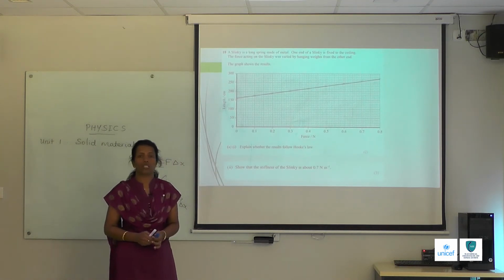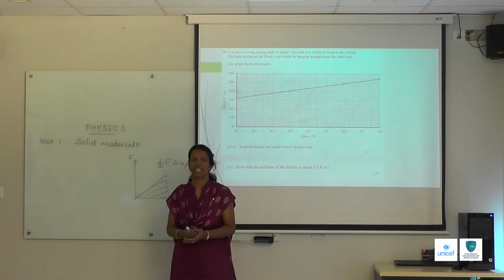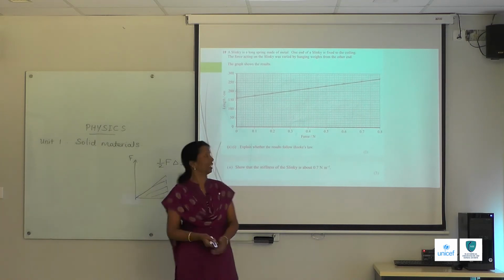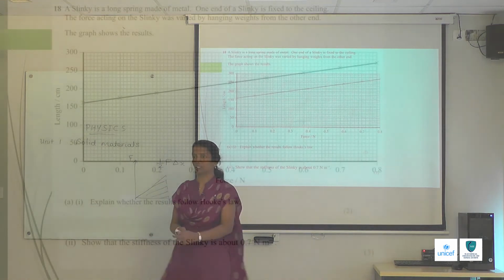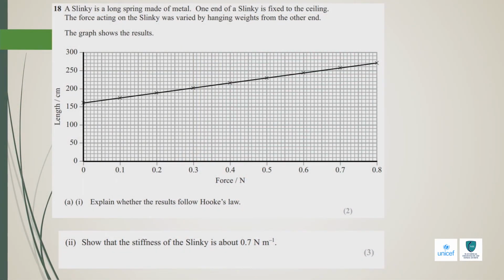Sometimes you get a question not directly force against extension. Instead, it could be that the axes are reversed. You can see length against force. But in the syllabus specification, they have not mentioned length against force. What you have learned is only force against extension. It is a perfect straight line passing through the origin.